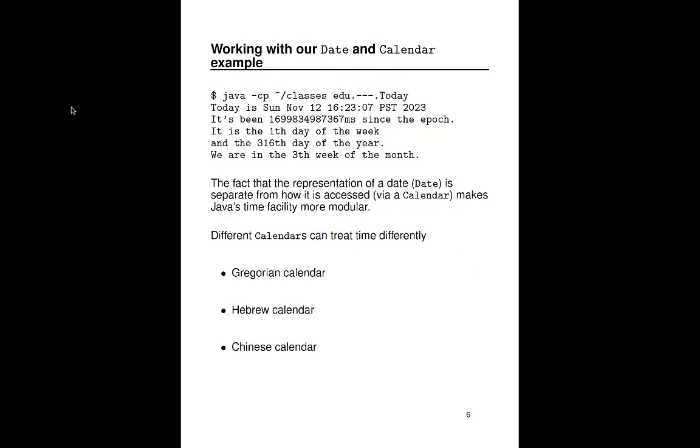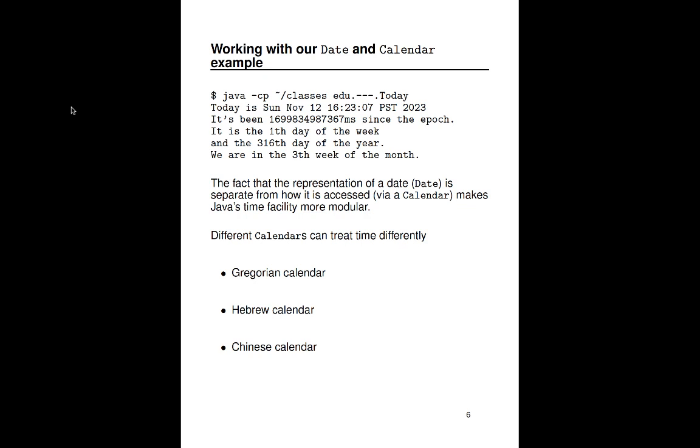When we run this program, we see the following output. Recall that we printed out "today is", and then the toString value of the Date. And on the machine that I ran this on, the Date's toString method formats the date as the following. It provides Sunday, an abbreviated month, the day of the month, the time in 24-hour time, the time zone, and then the year. The second line of output contains the number of milliseconds since 1970. Because it was a Sunday, it was the first day of the week, and November 12th was the 316th day of the year in 2023. And we're in the third week of the month.